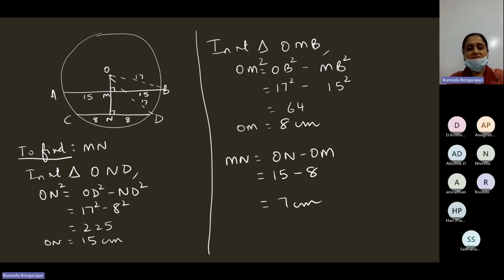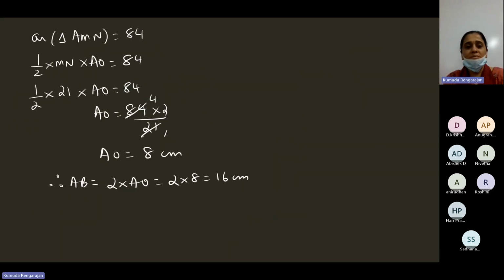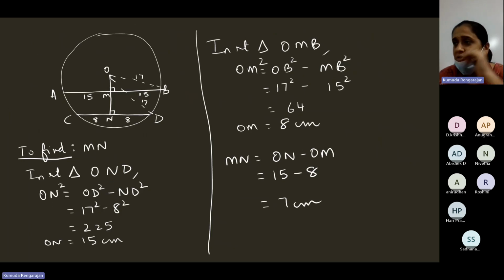So you can see AB and CD, then you can see the perpendicular from the center, OM and ON, exactly what we did here. OM is perpendicular to AB, ON is perpendicular to CD. Then you should show the radius. You should join the points that represent radius. So center O to the point B, OB radius. Center O to the point D, OD radius.